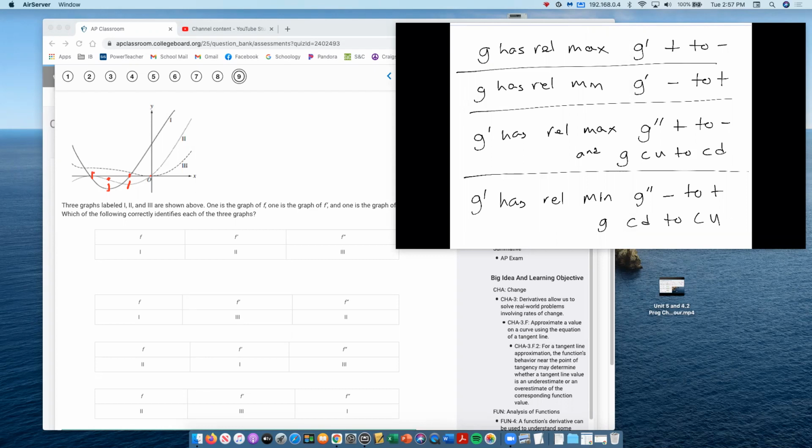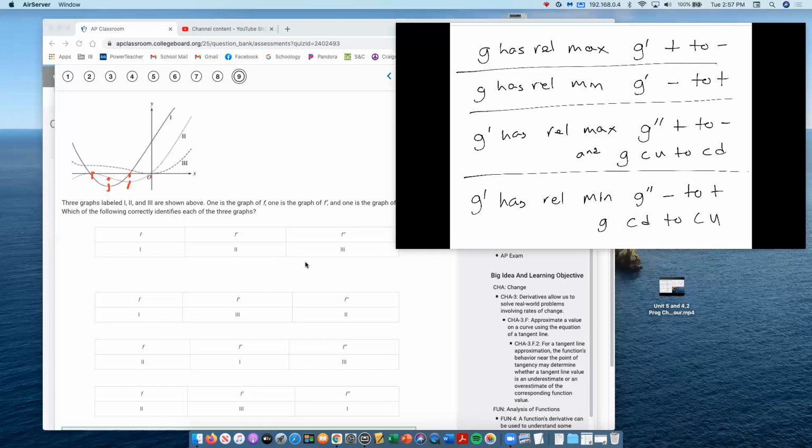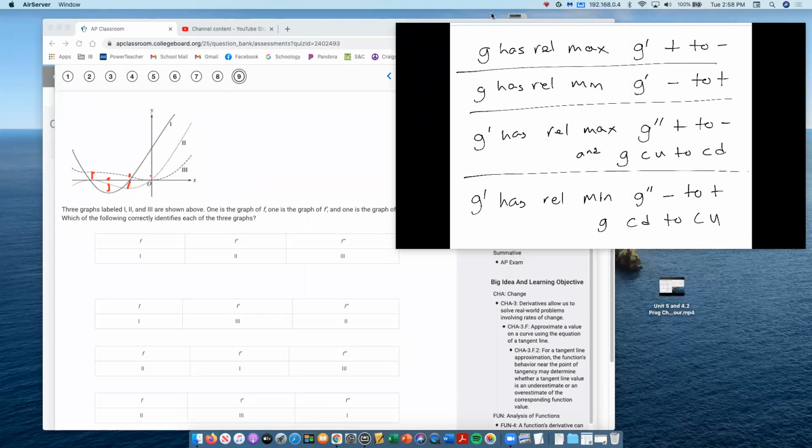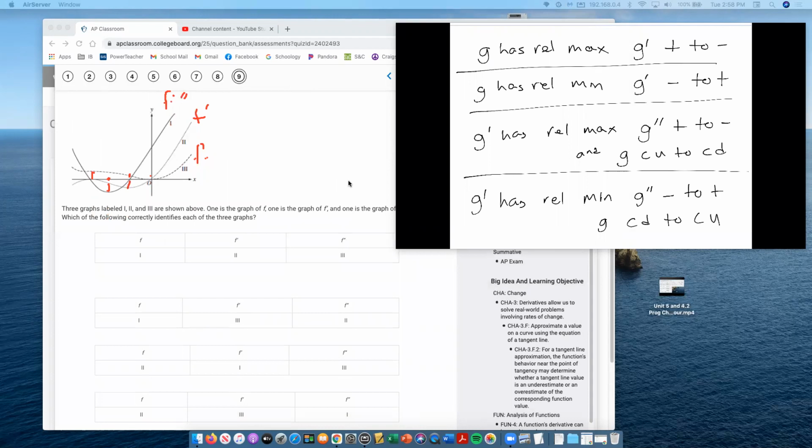Okay. So if I wrote the right answer on here, let's see. F is 3, F prime is 2, F double prime is 1. So this is F, this is F prime. Oh, my mouse is not working today. And this is F double prime. So I think that's what it says on here. Come on, there we go. So there you go.